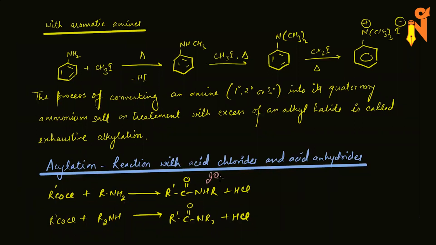Here we are getting a secondary amide. If I'm taking a primary amine, the primary amine is converting into a secondary amide, and your secondary amine is converting into a tertiary amide.